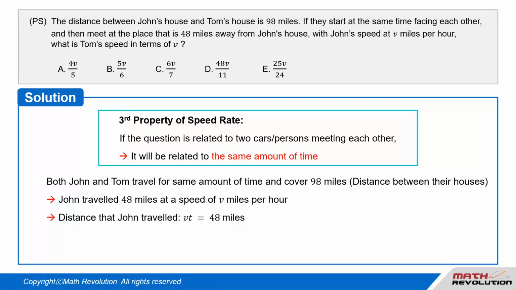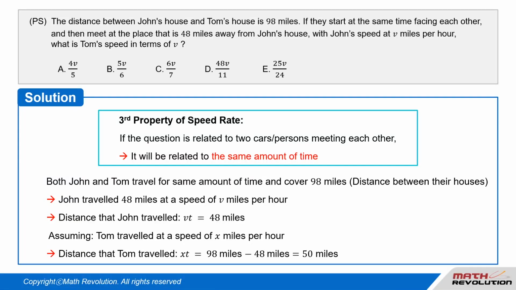Now both John and Tom travel for the same amount of time and cover the total distance equal to the distance between their houses, 98 miles. So, John traveled 48 miles at a speed of v miles per hour. The distance that John traveled is v times t equals 48 miles.